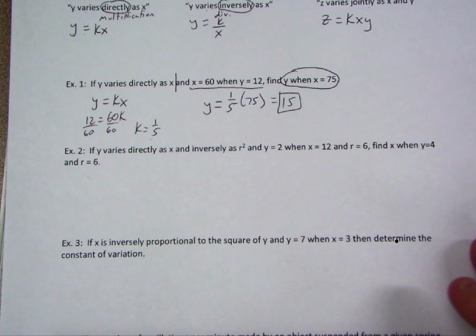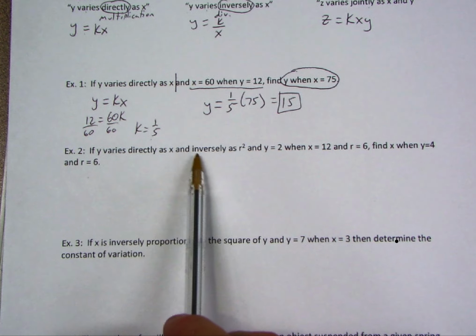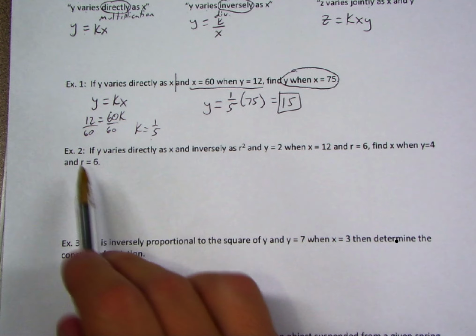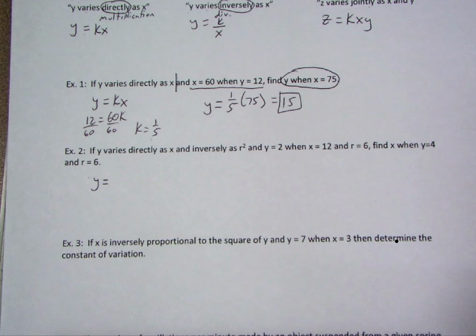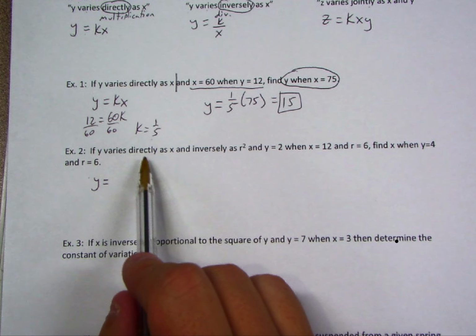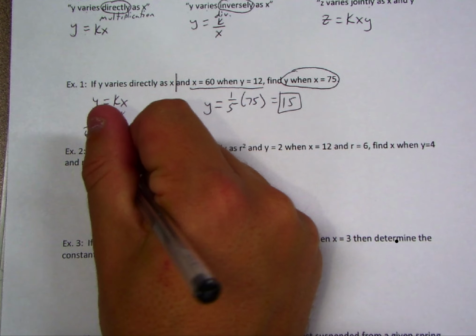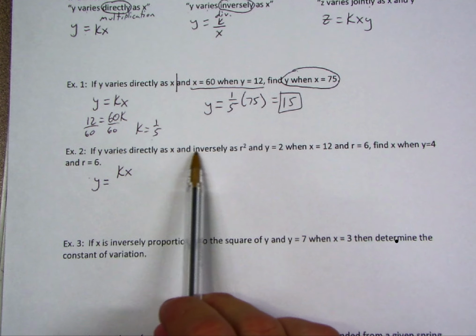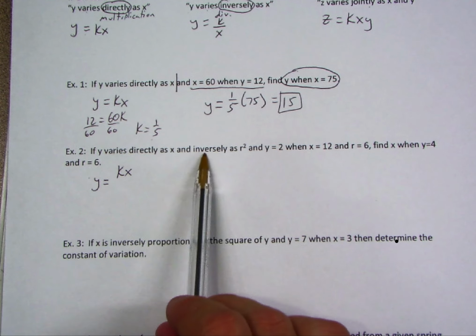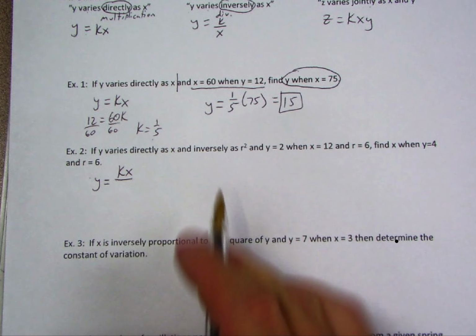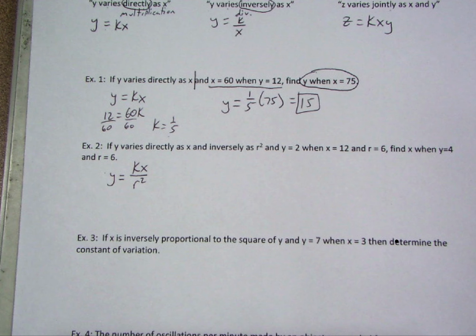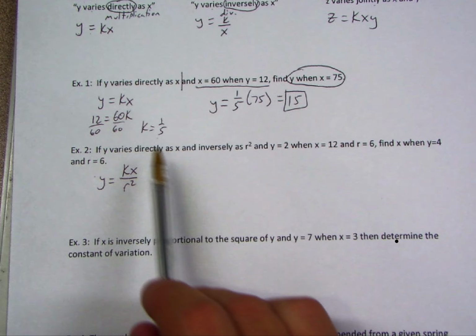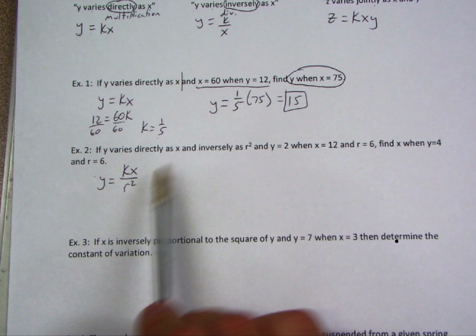Example two, Y varies directly as X and inversely as R squared. And then I stop, I don't even look at all the numbers. Y varies, Y equals, directly, so here's how my brain reads this. Directly means K times X. And when I see and inversely, my brain is like and divided by R squared. K is only ever going to show up one time in your equation. You're never going to have K listed twice. So it's K times X and divided by R squared.